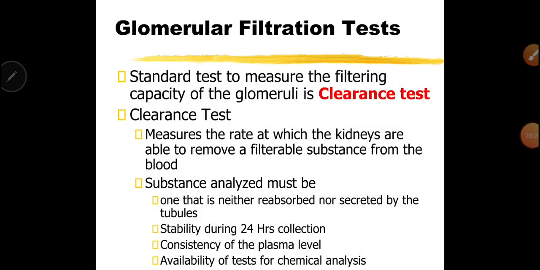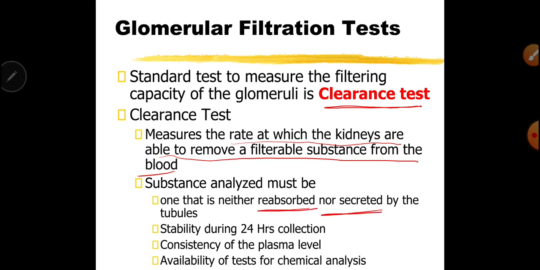Now we will talk about the glomerular filtration test. We need a standard test to measure the filtering capacity of the glomeruli, called the clearance test or glomerular filtration test. The clearance test should have some properties. First, it needs to measure the rate at which the kidney is able to remove a filterable substance from the blood. And the substance analyzed must not be reabsorbed and not be secreted.